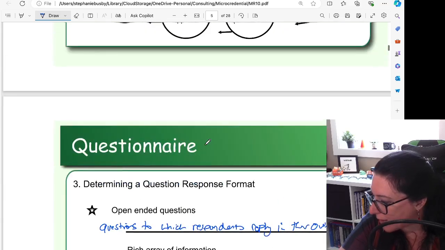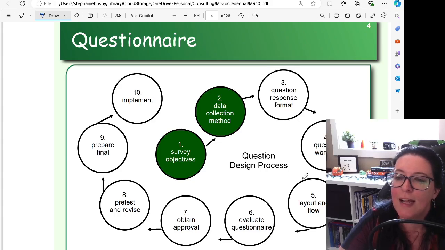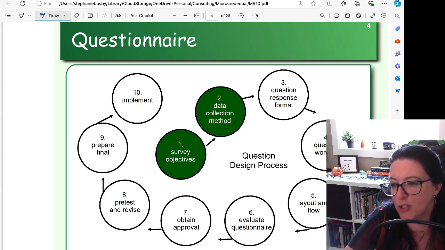So if we go back to our map here, we have looked at question wording. In our next video, we're going to look at what order you put those questions in.